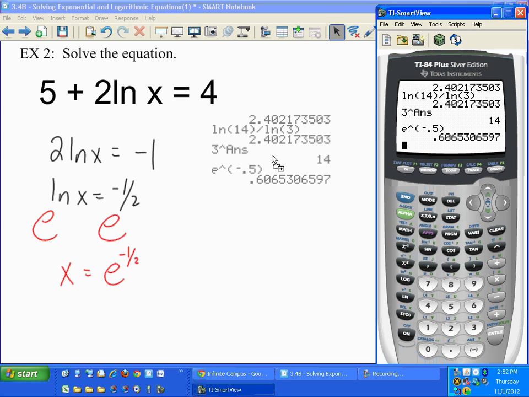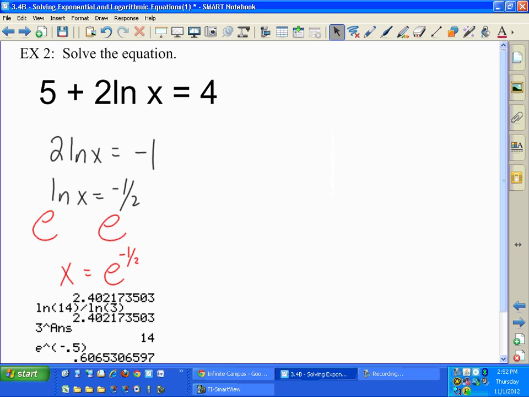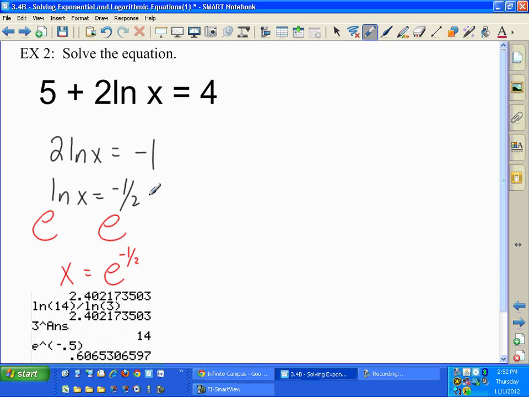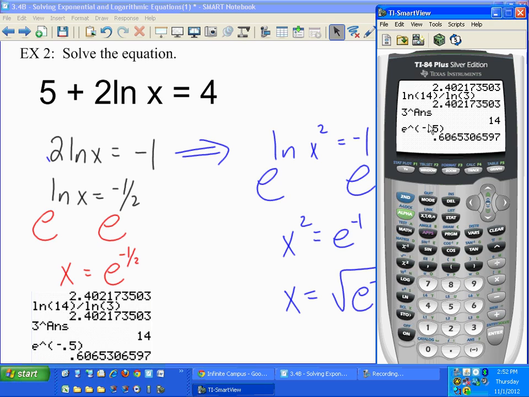All right, so there's my answer that I'm looking for. Let's see what would have happened if I had gone the other way with this and said, at this point right here, ln of x squared will equal -1. So base e on both sides, I end up with x squared equaling e to the -1 power. And then I would take the square root of that answer. So x will equal the square root of e to the -1. Let's see what happens when we pull that up on our calculator. The square root of e to the -1 power, which is a little bit more complicated, I have to use a couple more parentheses, gives me the exact same answer.